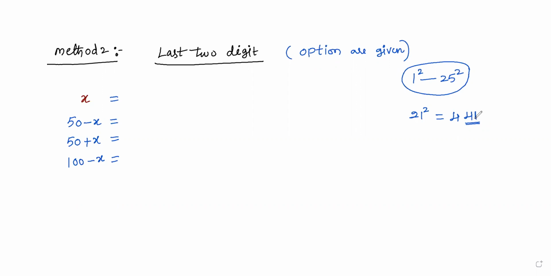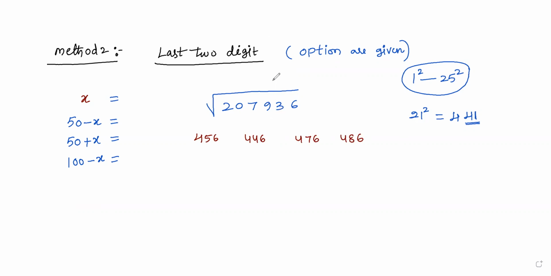Suppose 207,936 is there. We want to find the square root of this number. Let me give some options for you: 456, 446, 476, 486. So these are the options I give you.